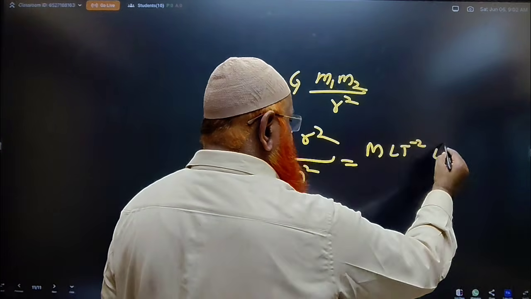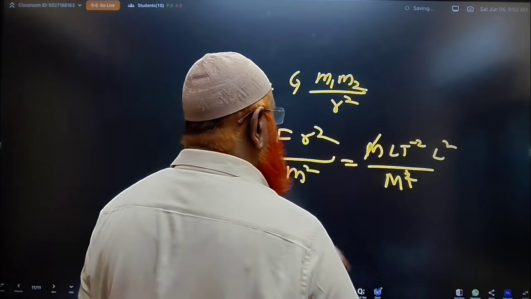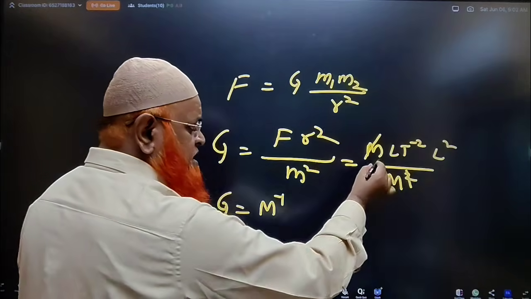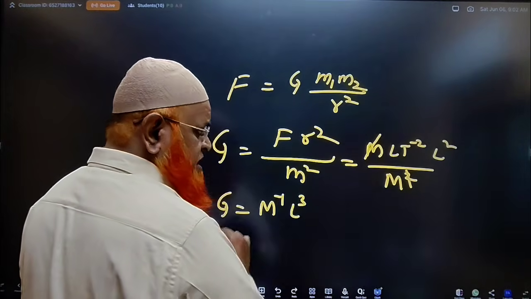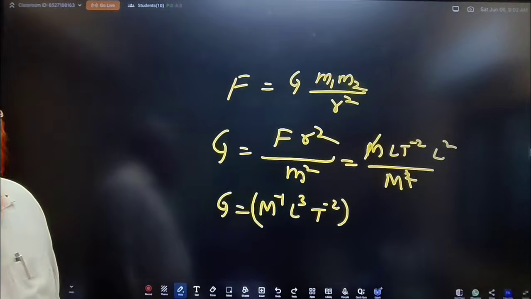Radius is nothing but length, so we can write L square. Mass is nothing but m square. So m square, m gets cancelled. So G: mass goes to the numerator and becomes m power minus 1. L square is going to be L cube, and this is going to be L t power minus 3.